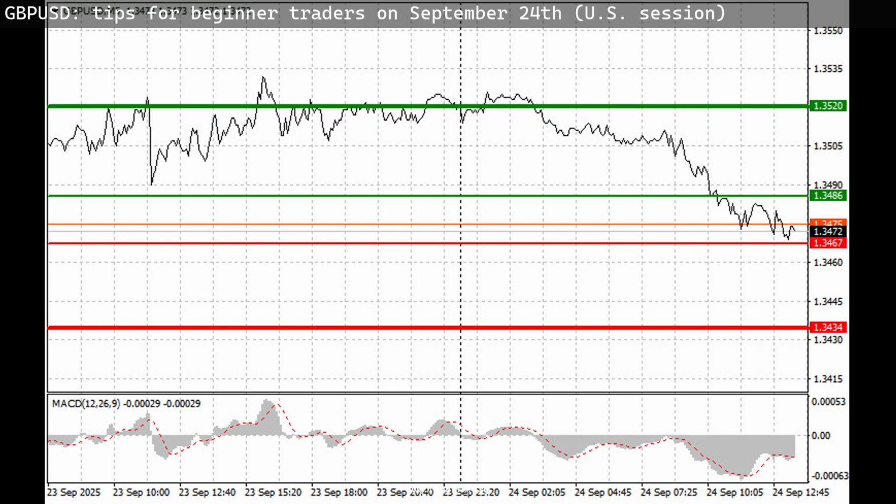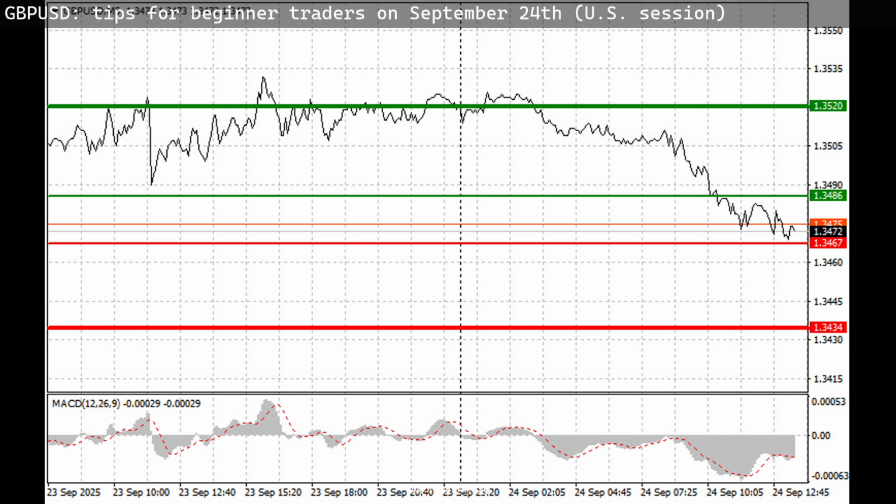Scenario No. 2: I also plan to buy the pound today in the case of two consecutive tests of 1.3467 when the MACD is in the oversold area. This will limit the pair's downward potential and trigger a reversal upward. Growth can be expected toward the opposite levels of 1.3486 and 1.3520.